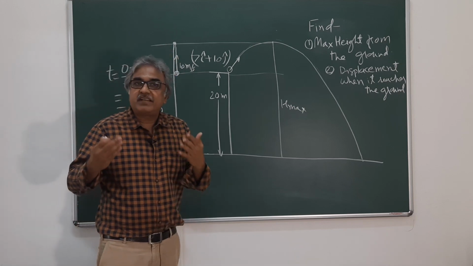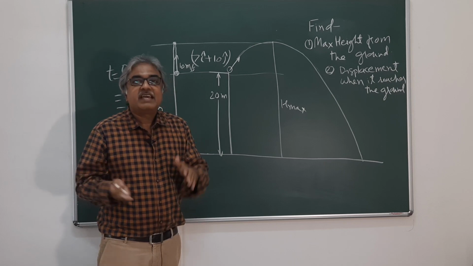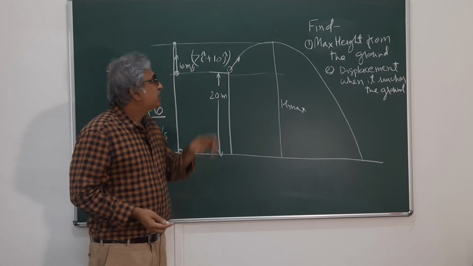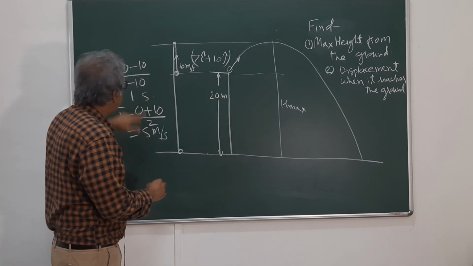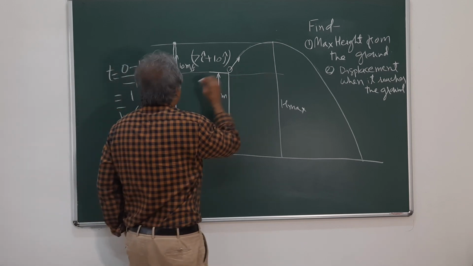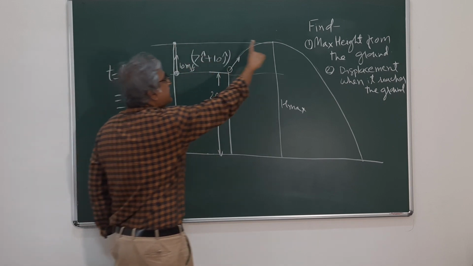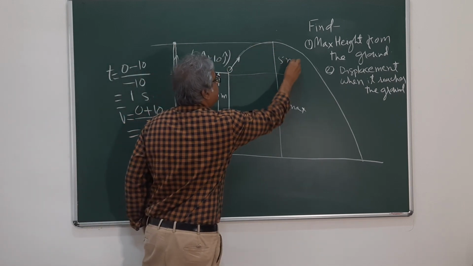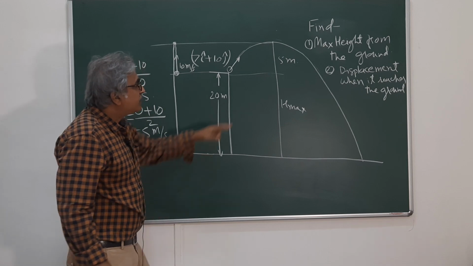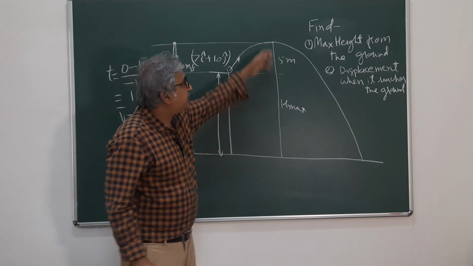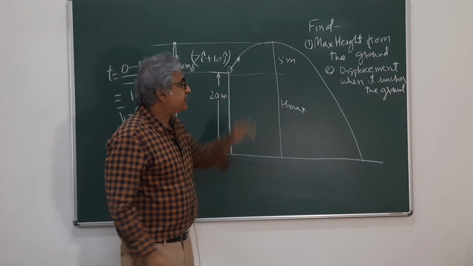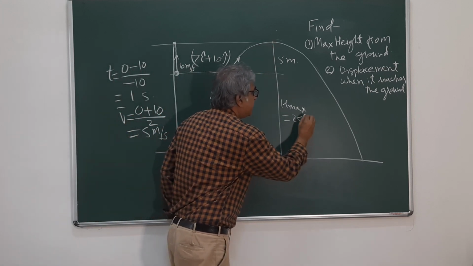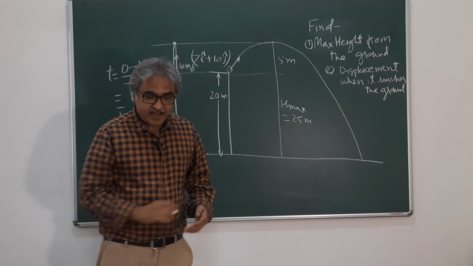So average velocity into time is the displacement. So this displacement is 5 into 1. This is the same as this. So this is 5 meters. 5 into 1 is 5 meters. So we have found out this H max. First answer is 20 plus 5 is 25. So H max is 25. This is your first question.